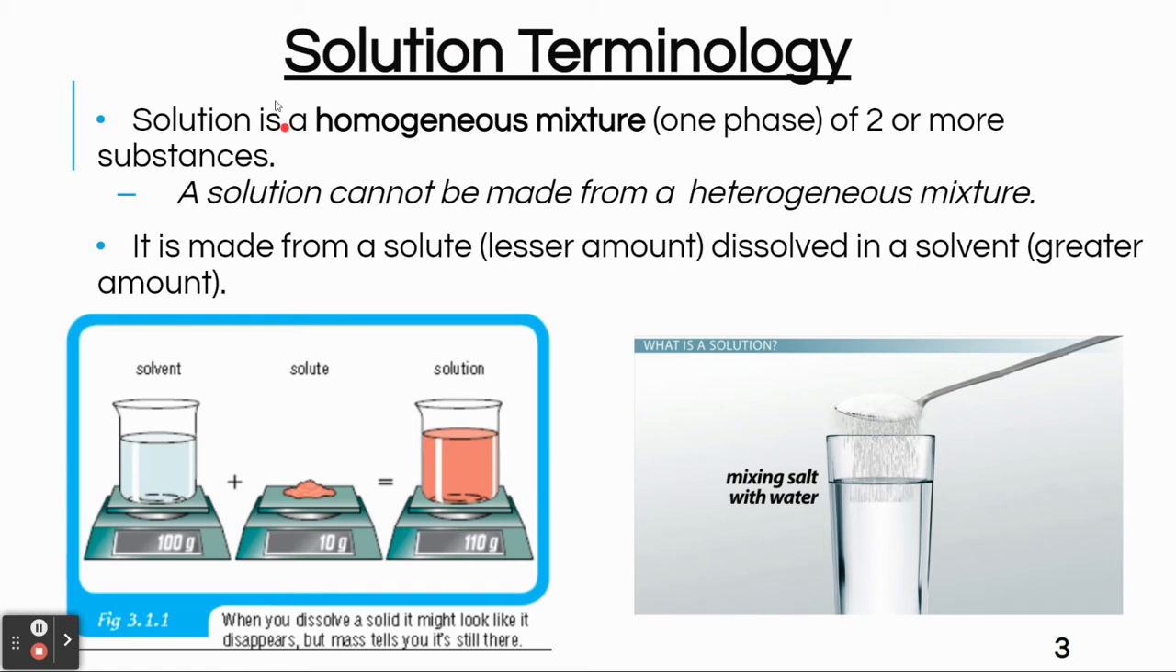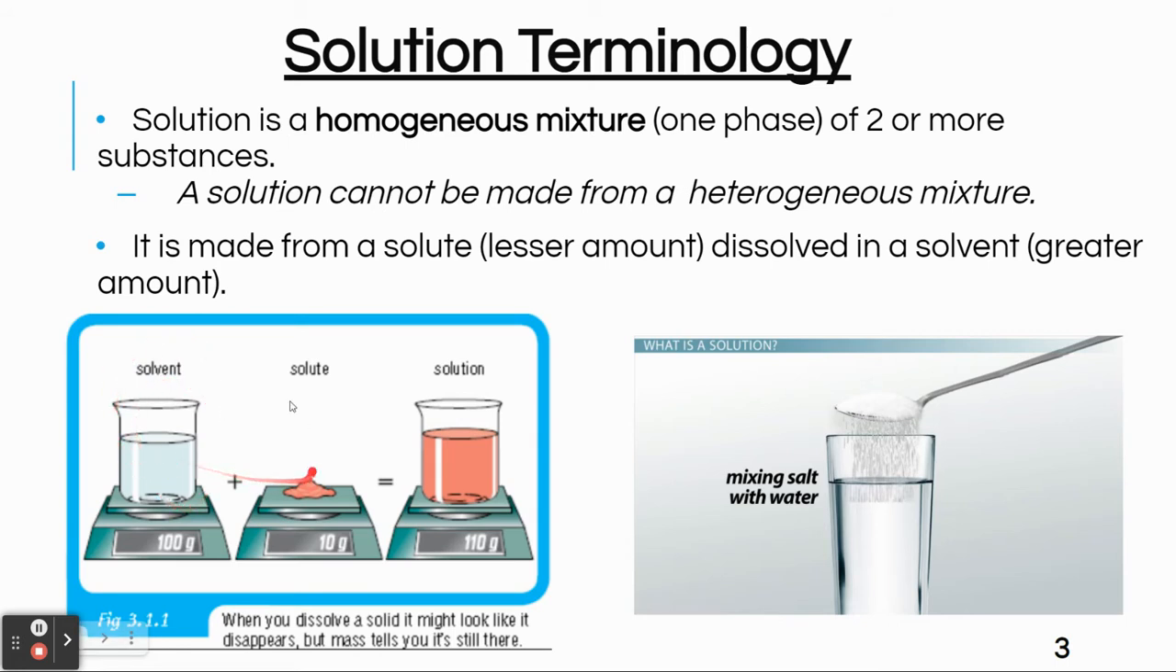What is a solution? Well, a solution is a homogeneous mixture. It means one phase. Basically, you have two or more substances in there, and they're mixed together and you don't see the different parts. It looks like it's just one pure substance, but it's not. There's actually two different parts or maybe more, and they're all combined together in such a way that you don't see those different parts. So for example, here we have a solvent.